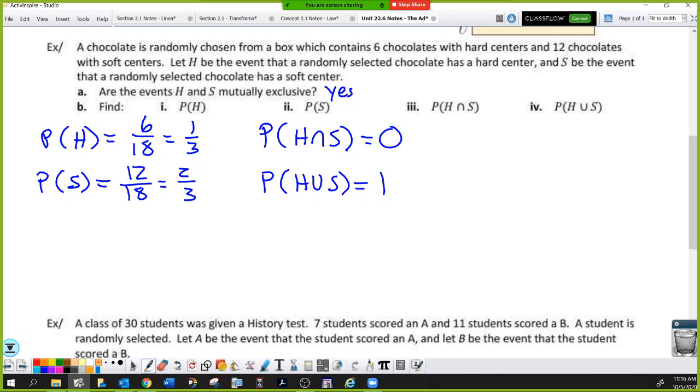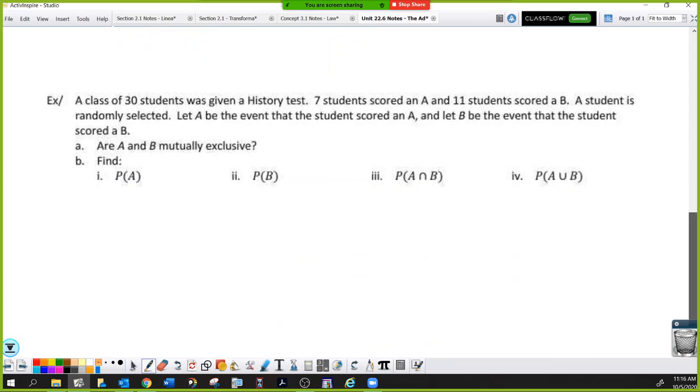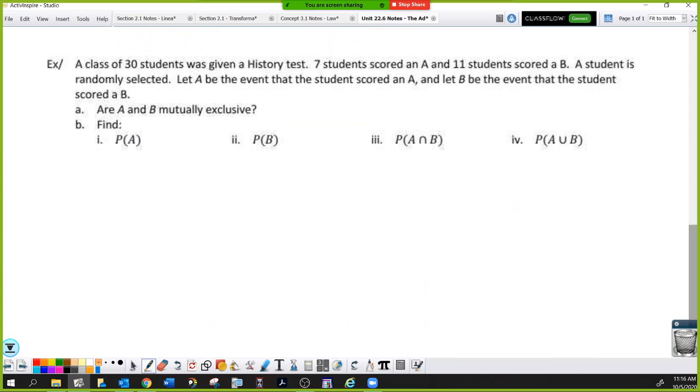Why is it 1? Because it's absolutely guaranteed to happen. Oh, that's either going to be soft or hard. Right. Okay. Yeah, you pull a chocolate out of this box, guaranteed it's either a hard center chocolate or a soft center chocolate. It's one of them. And then the end of our short notes.